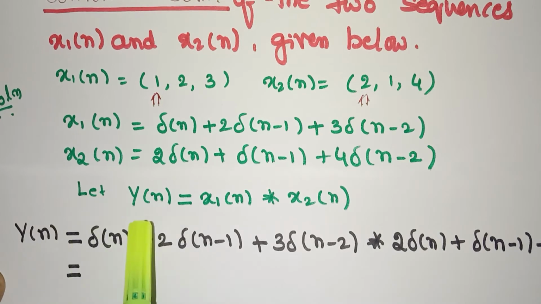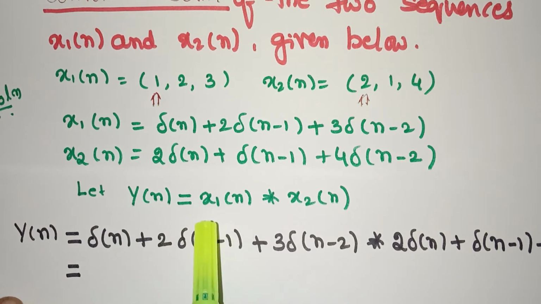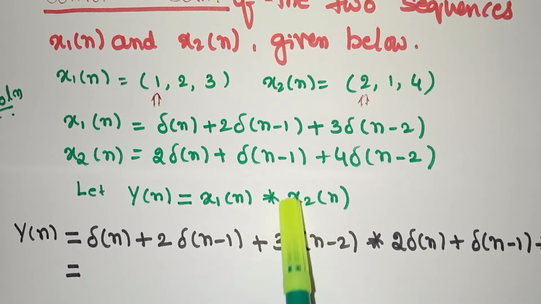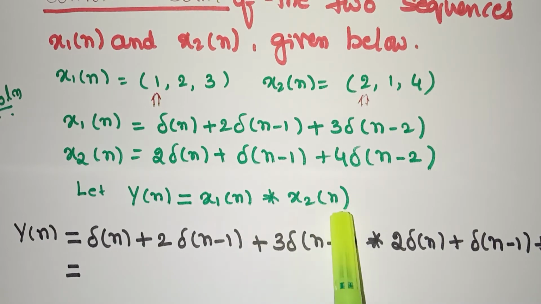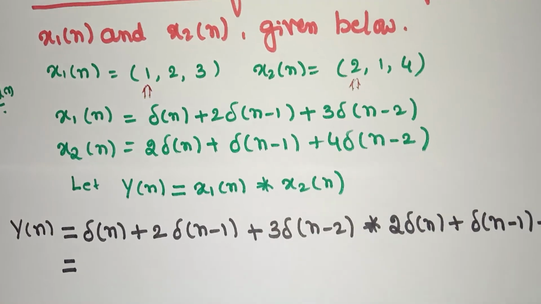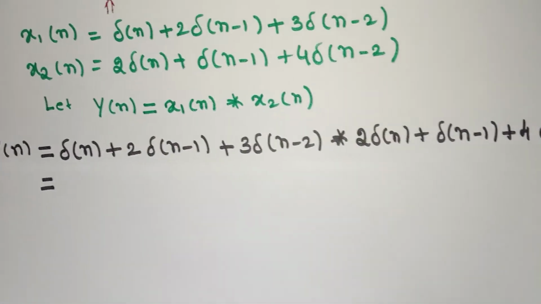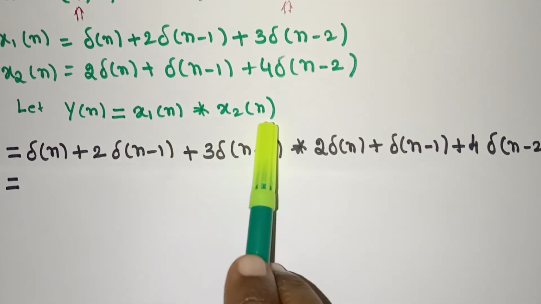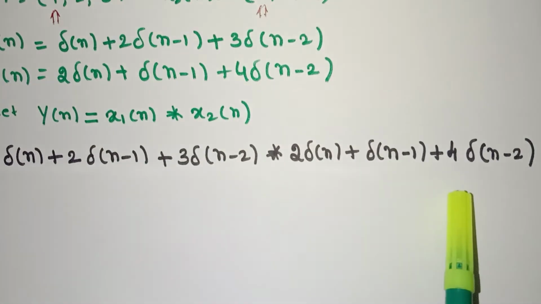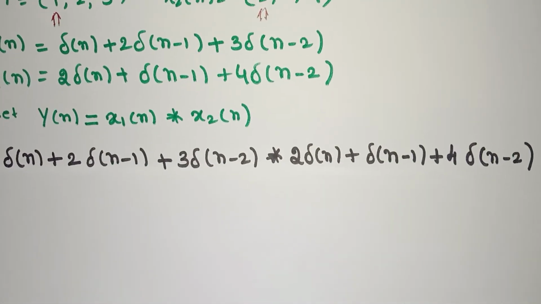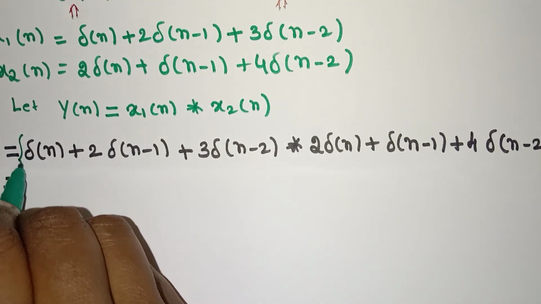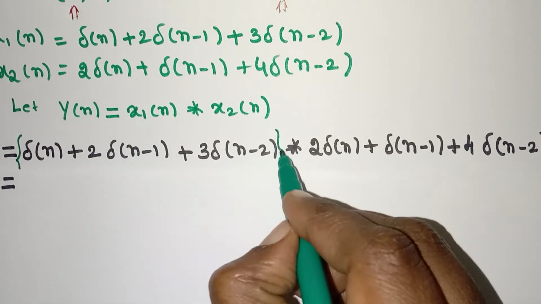And we know that the convolution sum is x1 of n convolution x2 of n. This is the representation of the convolution sum. Just in this I have only substituted the values of the x1 of n and x2 of n sequences as shown here. Now the next step, just for differentiation, I will write this one, convolution sum.